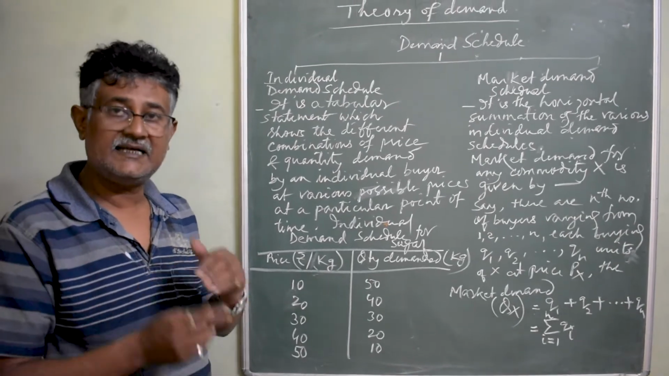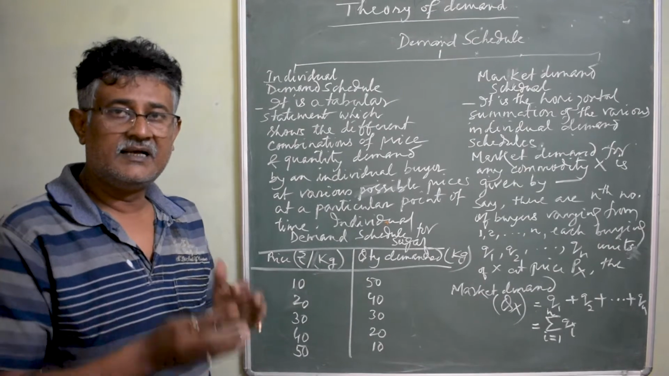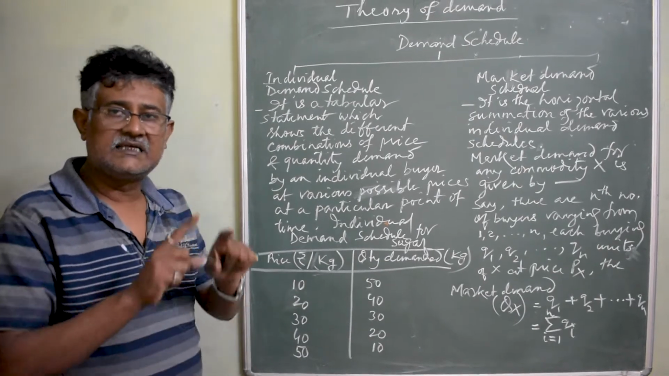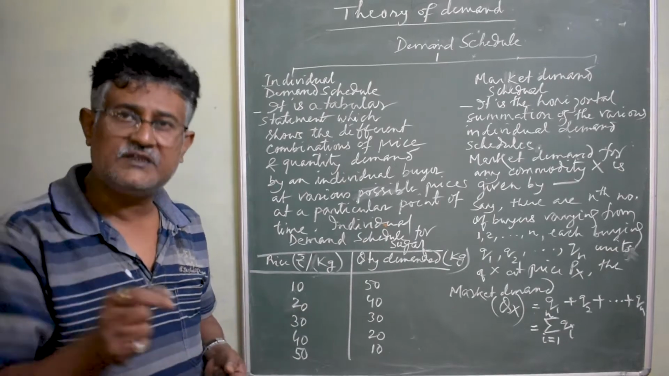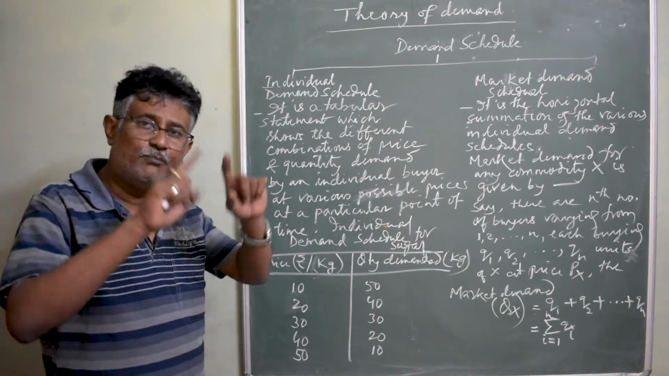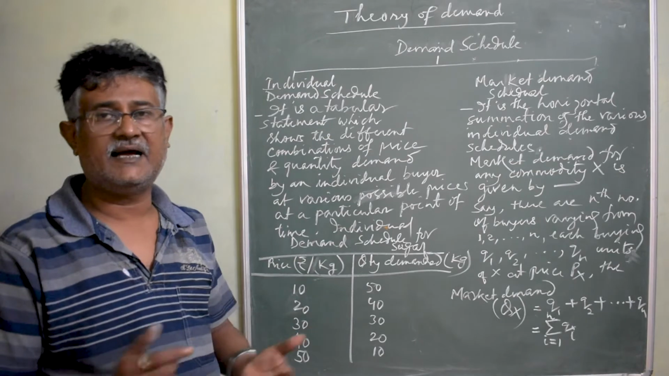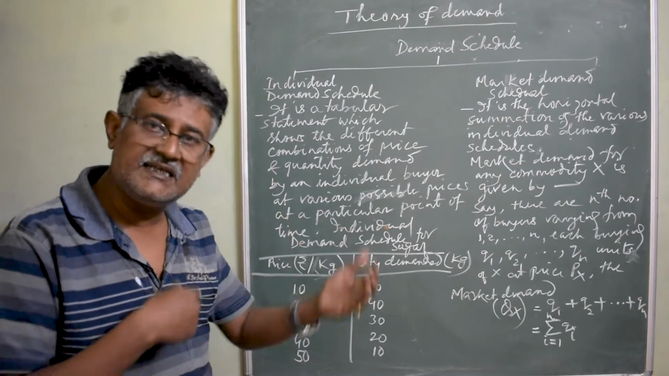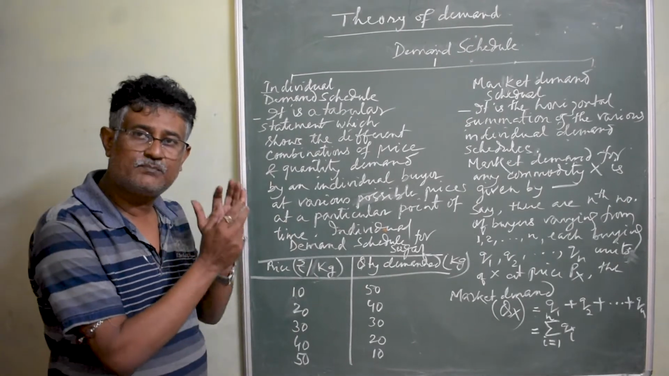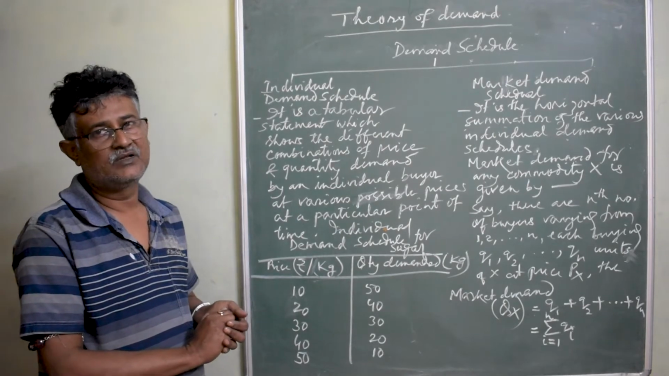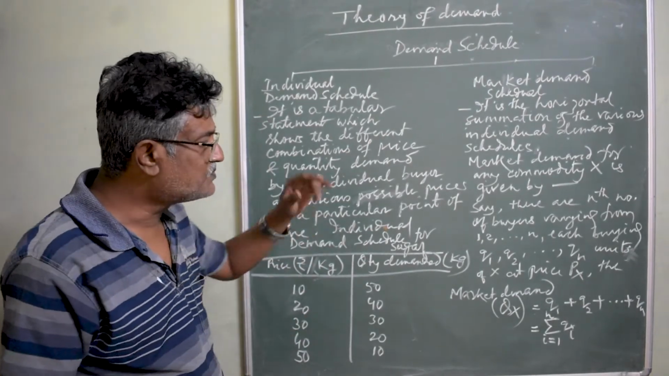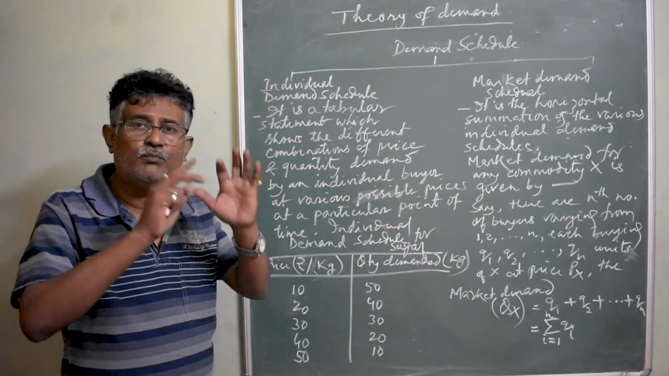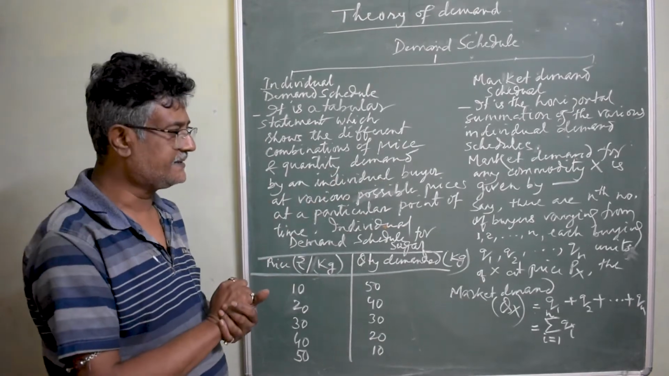That means, again I am repeating, that it shows the different combinations or different quantities of the commodity that will be bought by all the individual buyers in the market at various possible prices at a particular point of time. So before showing the market demand schedule, let us take how market demand is being calculated.